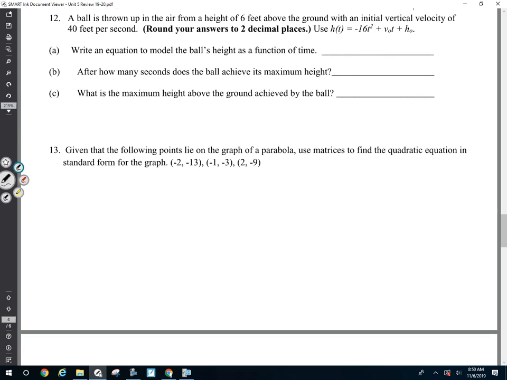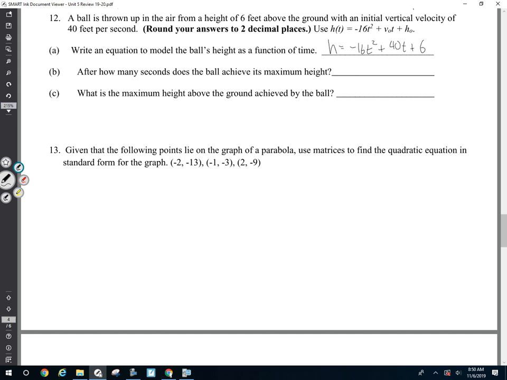All right. A ball is thrown up in the air from a height of 6 feet above the ground with an initial velocity of 40 feet per second. Write an equation to model the ball's height as a function of time. So remember, this is the initial velocity, initial position. So -16t squared plus the initial velocity, 40 feet per second, plus the initial position, 6.